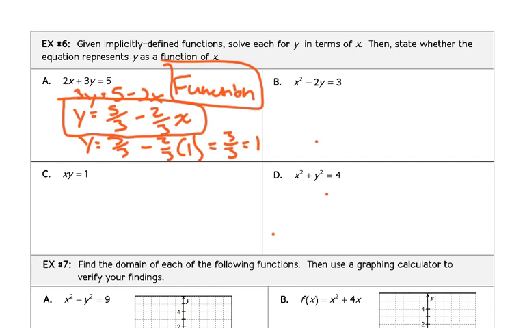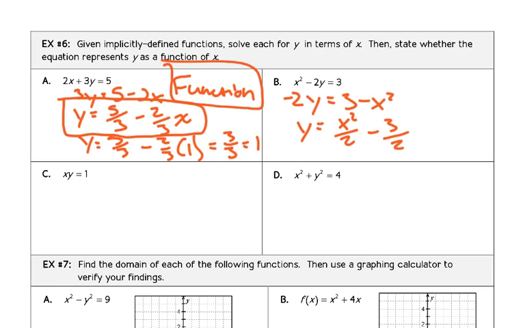All right? Now if we look at part B, we have x squared minus 2y is equal to 3. Let's solve for y and determine whether or not this is a function. All right, so getting the y by itself, we get y is equal to x squared over 2 minus 3 over 2. Do I have the same situation as I had before, where I plug in an x value and I get a single y value, or can I plug in a single x value and get two possible y values out? Test it out.